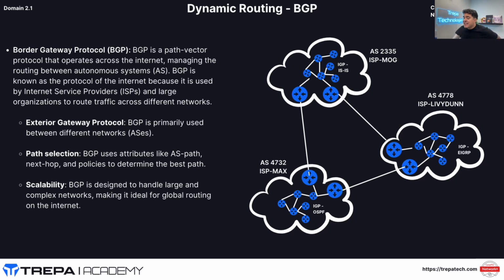because it is used by ISPs, internet service providers, and large organizations to route traffic across different networks. When we say networks, we mean autonomous systems. So it's an EGP, an exterior gateway protocol. BGP uses attributes like AS path or next hop and policies to determine the best path.